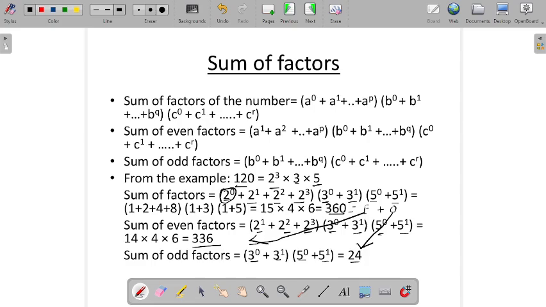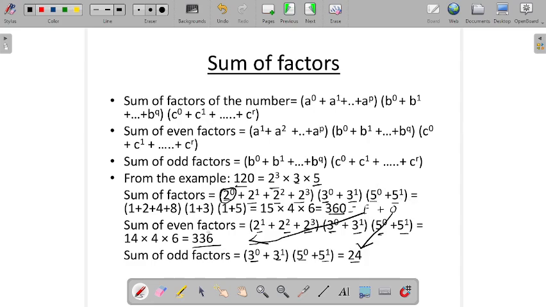Let me repeat it here again. To find sum of factors, we need to take 2 power 0 plus 2 power 1 plus 2 power 2. Since the maximum power is 2 power 3, I have stopped here. For this, 3 power 0 plus 3 power 1, and here 5 power 0 plus 5 power 1 I have taken, just because this is the maximum value we have got in this factorization method. Suppose here it is 5 square, then I can take 5 power 0 plus 5 power 1 plus 5 power 2. Like this I can take.